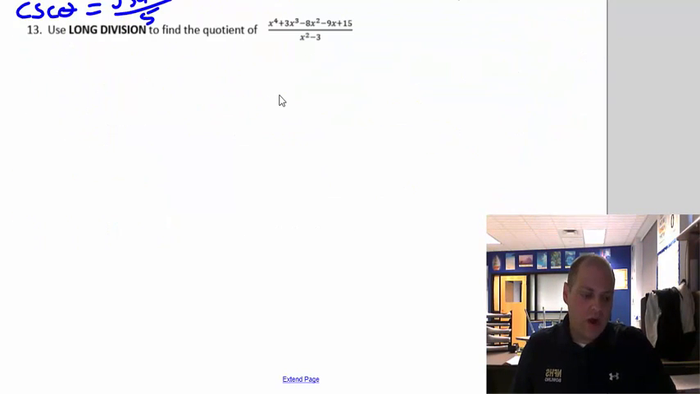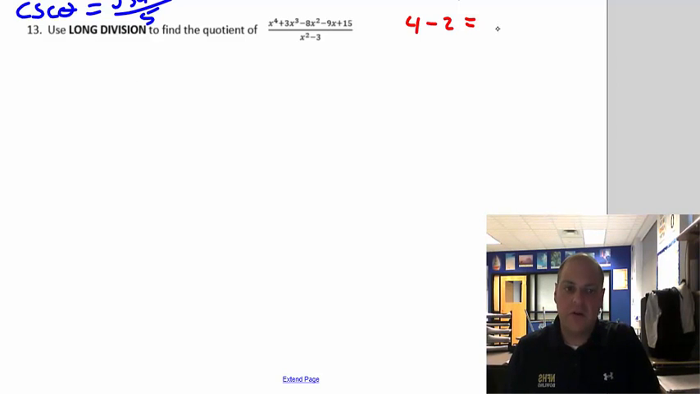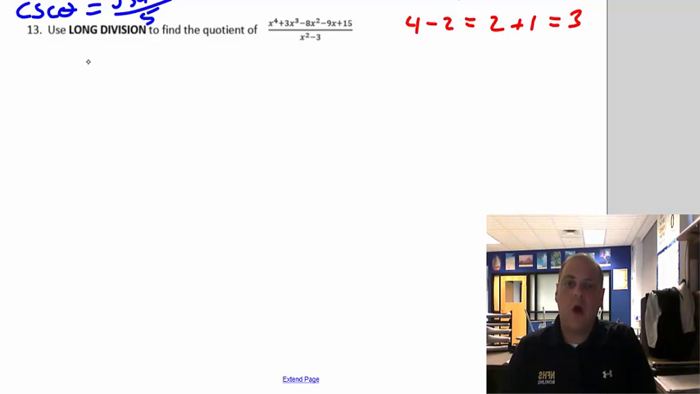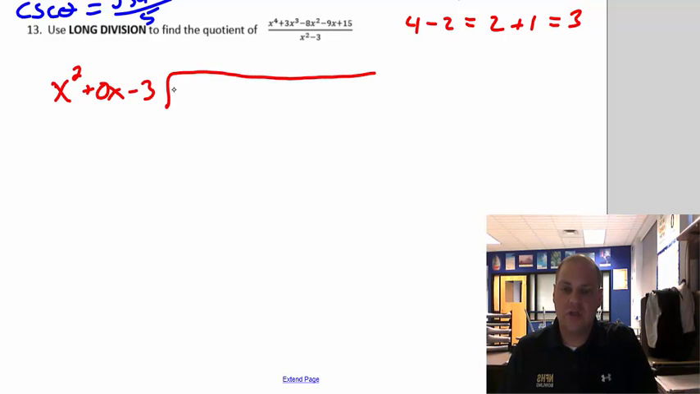Long division. Oh, wow. It's been a while, huh? All right, so remember, subtract the degrees. 4 minus 2. Subtract the degrees, that's 2, and then add 1. So that's 3. You're going to need a 3 by 3. This is a 3 because it's x squared. You've got to put the x in. Oh, we're doing long division. What am I doing? Okay, sorry about that. All right, so I'm going to put 0x squared, or 0x minus 3. We are doing long division.